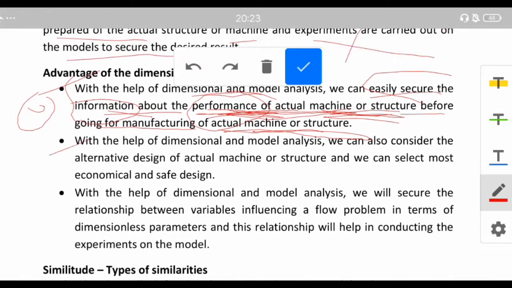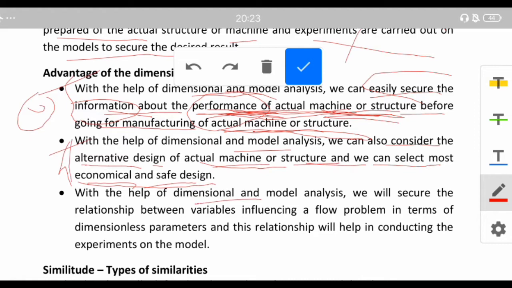Now, with the help of the dimensional and model analysis, we can also consider the alternative design of the actual machine or structure, and we can select the most economical and safe design. Suppose you are getting any flaws or defects, or you see that a little bit of replacement or change will make it a highly economic and safe design, or you are trying to remove any flaws in that particular design. Such a change in the design of the machine or the structure can also be possible with the help of this dimensional analysis.